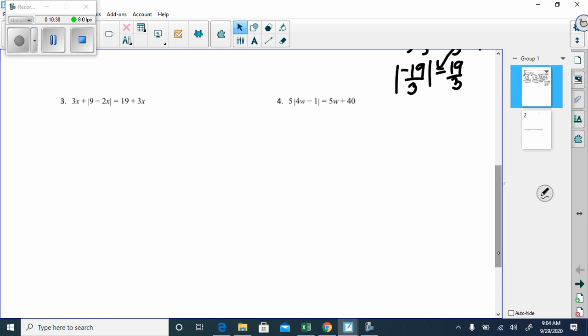Okay, number 3. Can I start setting up my two equations just yet? What do I have to move? Okay, I cannot leave this on the same side as my absolute value. So he's right, we got to move this. Which actually kind of works out nice for us because that's going to make the 3x over here go away as well. Right? So now I'm only worried about the absolute value of 9 minus 2x equals 19.